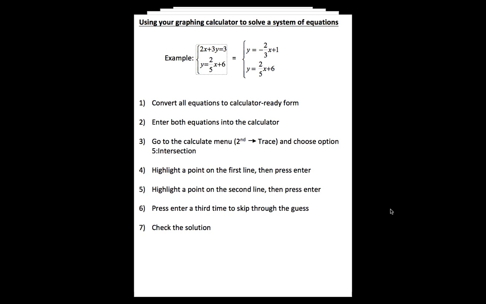This time we're going to use the equations 2x + 3y = 3 and y = (2/5)x + 6 to create our system. And again, what we're going to try to do is use the graphing calculator to graph each of those lines individually and then analyze that graph to look for the point of intersection of the two lines, or in other words, the ordered pair that satisfies both linear equations simultaneously. Let's take a look at how you would solve this system on your graphing calculator.